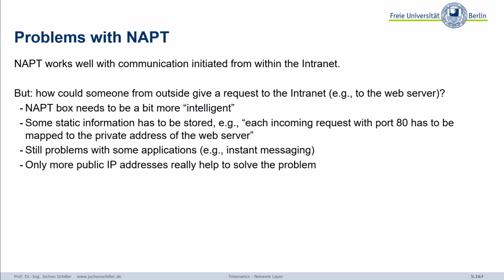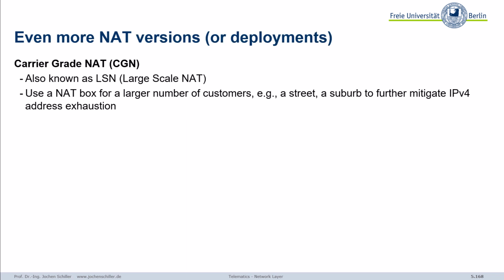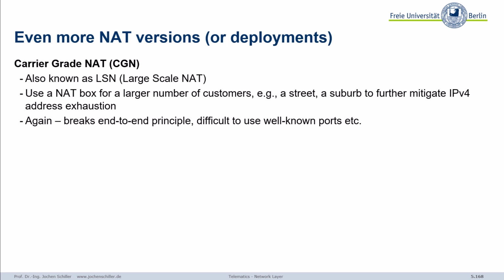There are more NAT versions or NAT deployments: carrier grade NAT, also known as large scale NAT. So that's basically a NAT box for many customers, for a whole street, a suburb, etc. So you have a NAT box at home, but then your carrier says, okay, I will again map all this to another address. It breaks the end-to-end principle, and is quite difficult sometimes for well-known ports, etc.